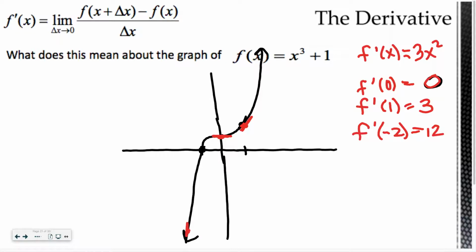So the derivative of a line would be a number. If the derivative describes all the slopes, and the slope of the line is always the same, then the derivative would be just whatever that slope is. So if we have the line y equals 2x plus 1, the derivative would be 2, because all the slopes are 2.